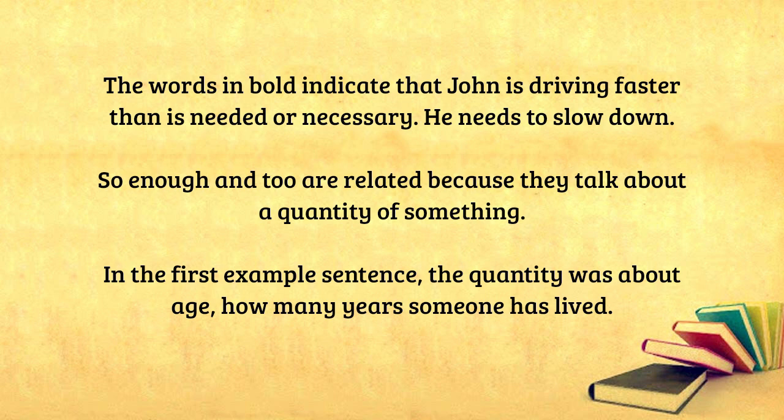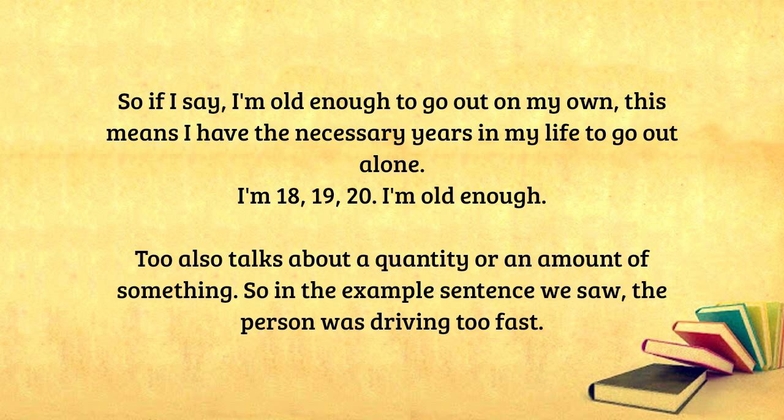So enough and too are related because they talk about a quantity of something. In the first example sentence, the quantity was about age, how many years someone has lived. So if I say, I'm old enough to go out on my own, this means I have the necessary years in my life to go out alone. I'm 18, 19, 20. I'm old enough.